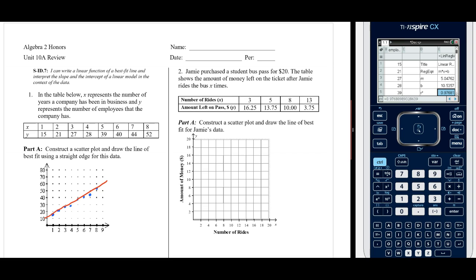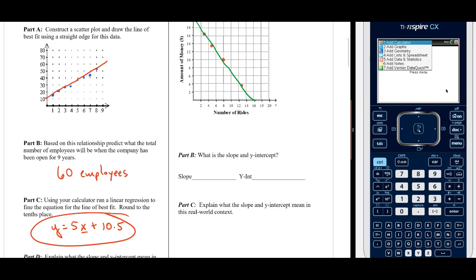So we're going to do the same thing. 3 rides is 16.25, so we're way up here. 5 rides is 13.75. About there. 8 rides is $10. And 13 rides is $3.75. Puts me there. If I draw my line, I'm going to get something that looks like that. Obviously, you're going to use a ruler, and you're going to get an actual straight line. But this is what I got.